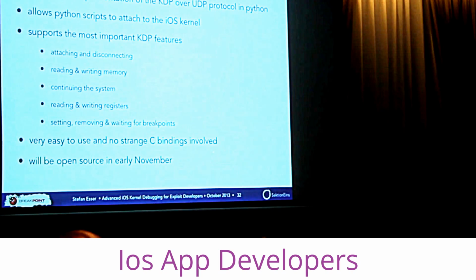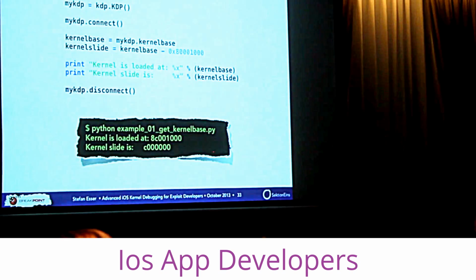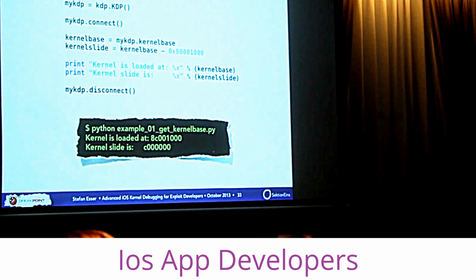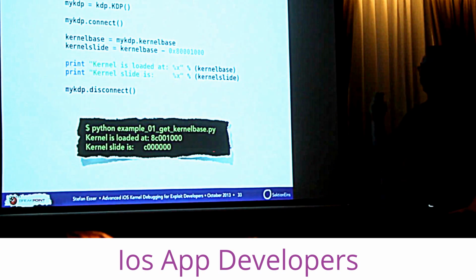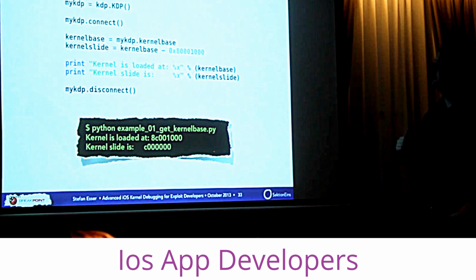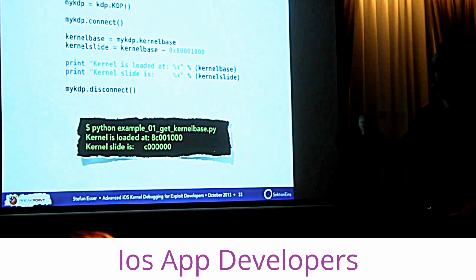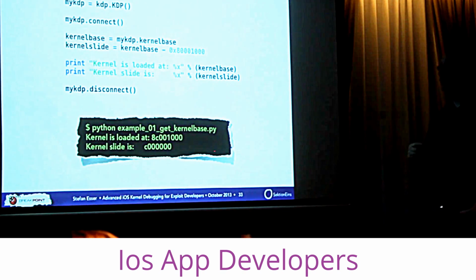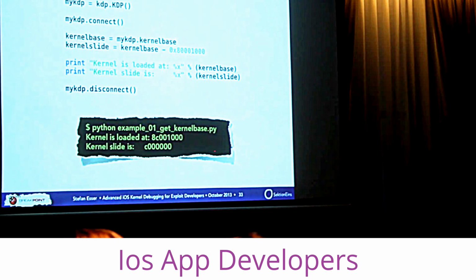Okay, so how would you use that? Using it is very simple. For example, this is an easy hello world type example where you just import the KDP module. You create your own object, and you connect that KDP object to the actual device. This would now wait until there's actually something connected to a serial that waits for the debugger.